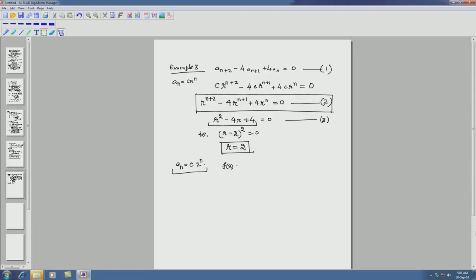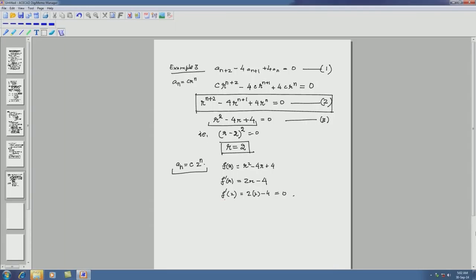Let us check that. Let us write f(r) as r squared minus 4r plus 4. The derivative of f(r), that is f'(r), is 2 times (r minus 4)... Now, f'(2) is 2 into 2 minus 4, which is equal to 0. This is true in general.